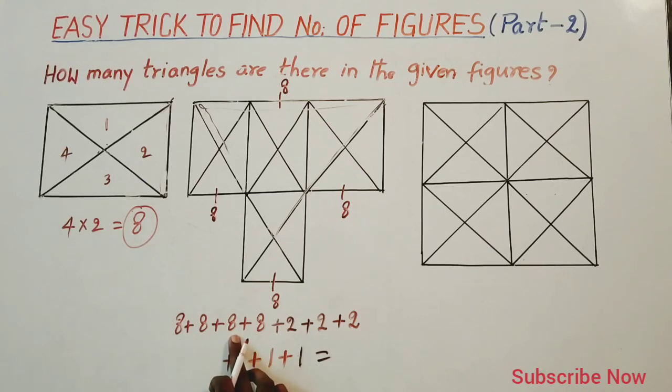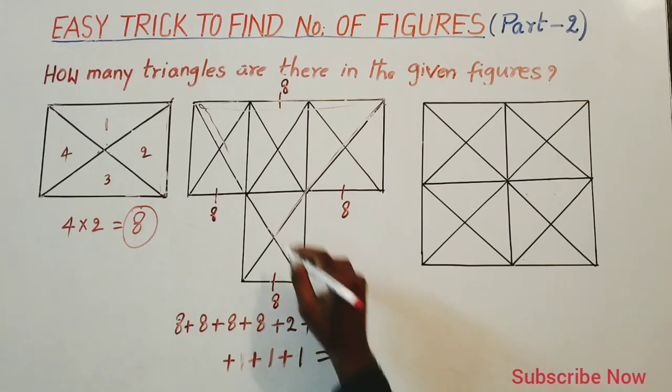16 plus 8, 24. 24 plus 8, 32. 34, 36, 38, 39, 40, 41. So totally 41 triangles are there in this diagram.